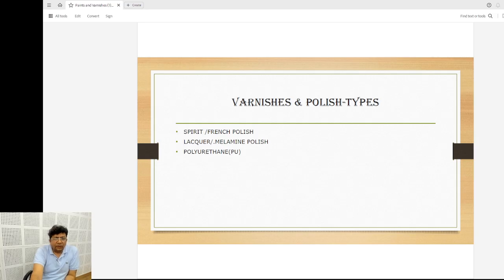Then we have polyurethane, or normally we call PU polish, which is basically done on the surface if we need a very high quality and luxurious finish of the furniture. This basically gives a waterproof film to the polished surface. And the life of the polyurethane or PU polish is maybe something around 8 to 10 years if the furniture is kept properly.